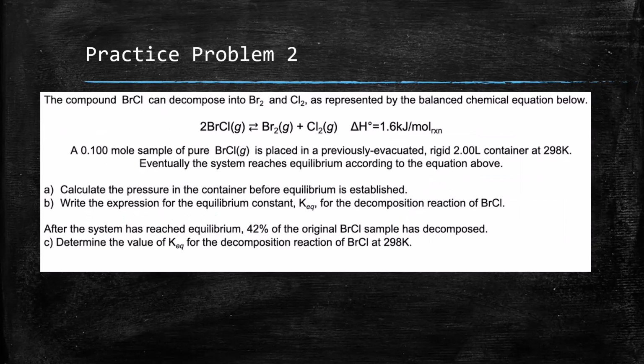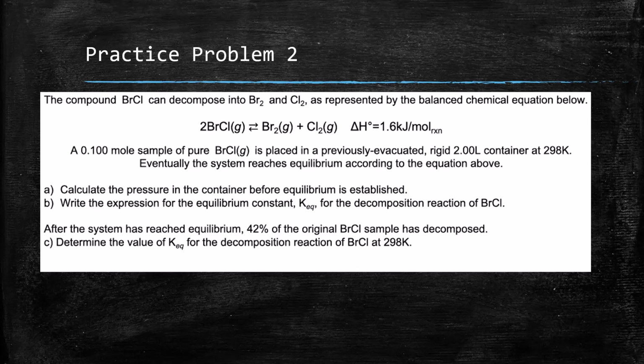So now here's another practice problem, and this one's going to be a little bit trickier because there are a little bit more words. It doesn't give us a graph or a visual, and so we kind of have to sort through what's going on. The compound BrCl can decompose into Br2 and Cl2 as represented by the balanced chemical equation below. So it gives us a balanced equation. A 0.1 mole sample of pure BrCl is placed in a previously evacuated rigid 2-liter container at 298 Kelvin. Eventually, the system reaches equilibrium according to the equation above.